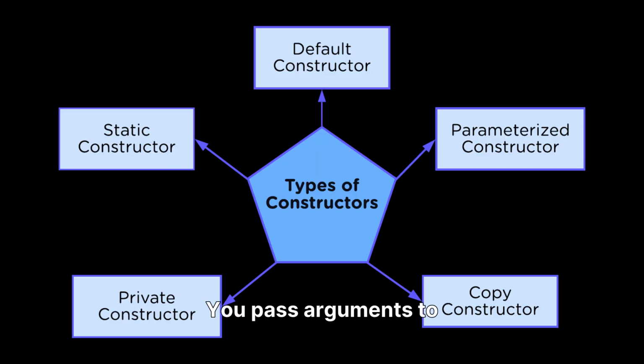You pass arguments to this constructor when instantiating the object. The values for initialization are provided directly within the new keyword's call. These arguments correspond to the parameters defined in the constructor's signature. For example, new Person ensures immediate and precise setup.